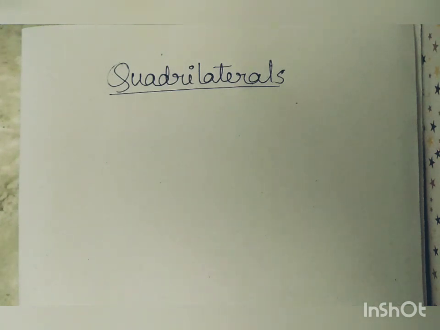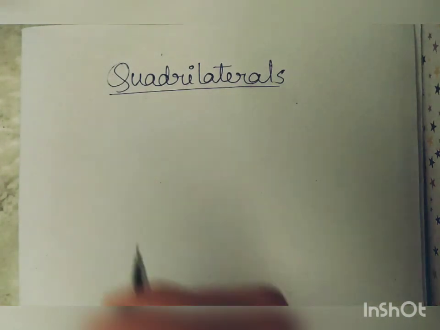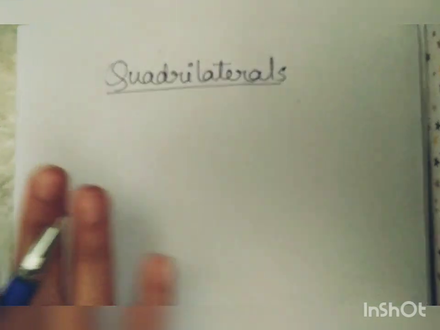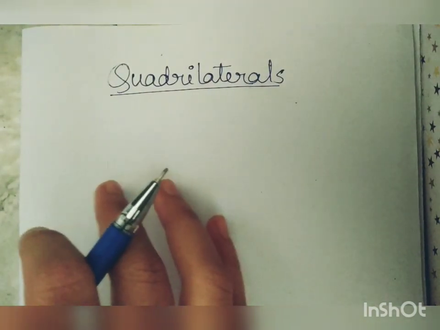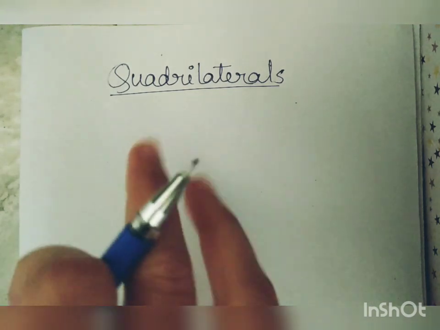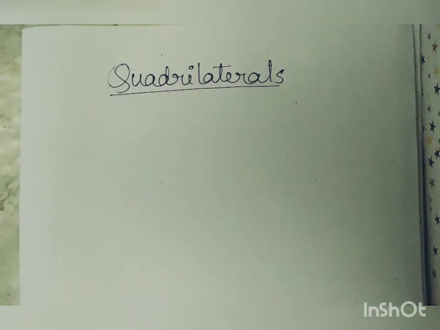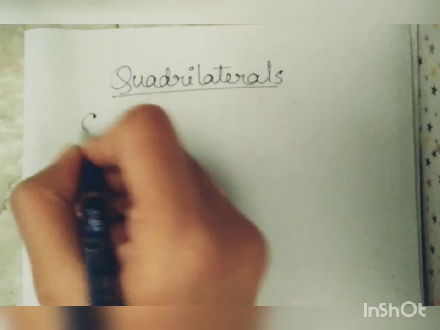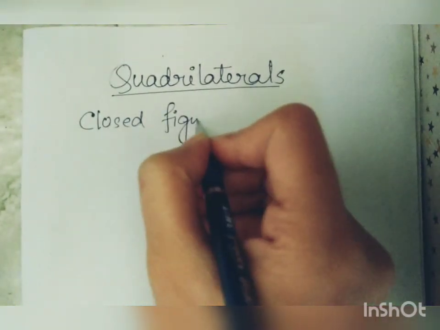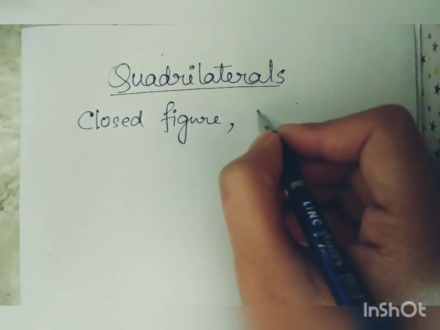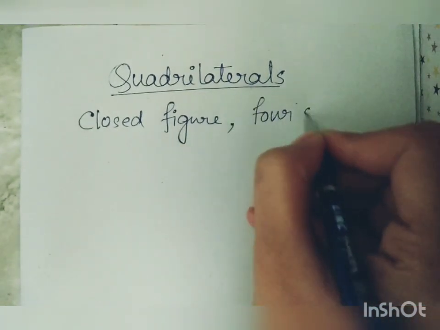Quadrilaterals. Now in geometry, a quadrilateral is a closed figure, obviously two-dimensional because we are able to draw it in this copy. A two-dimensional closed figure having four sides. So a quadrilateral is a closed figure having four sides.